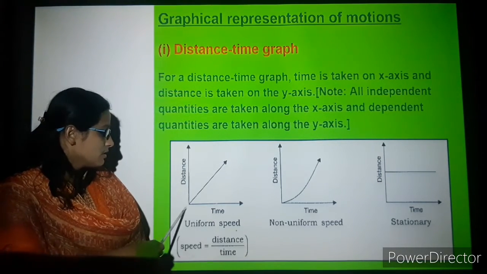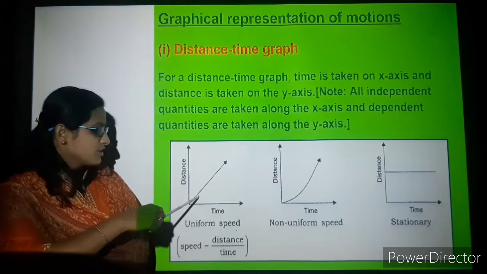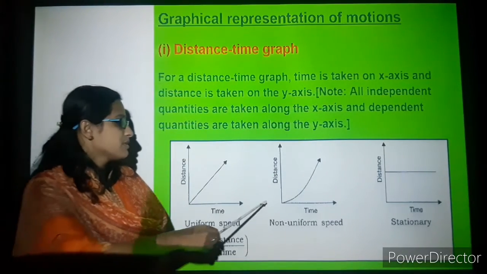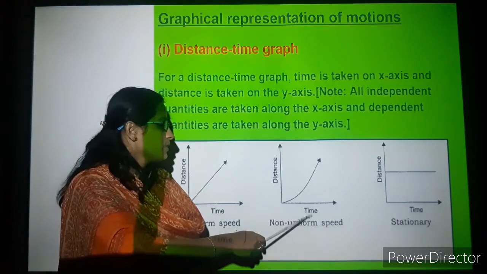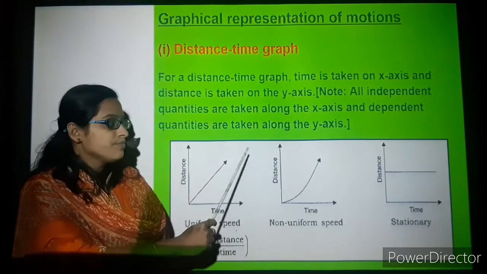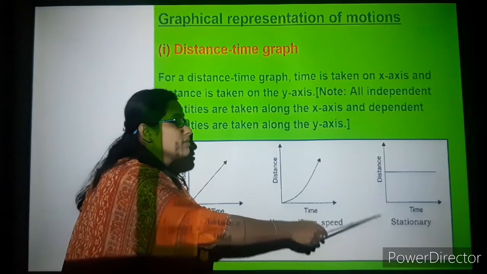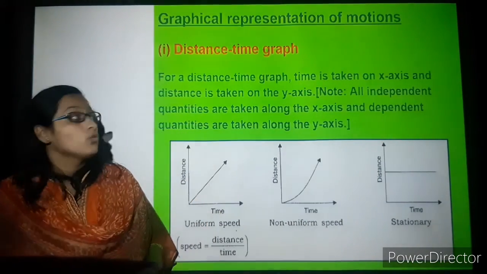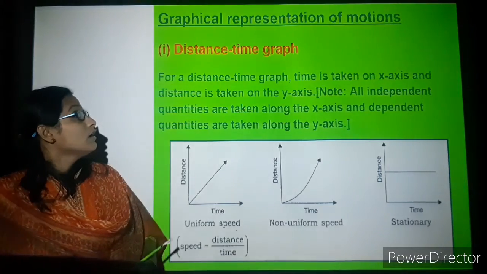So here it represents uniform speed. So what is speed? Speed is distance by time. This graph represents non-uniform speed with respect to distance and time, and this one is stationary. There's no movement here with respect to distance and time.